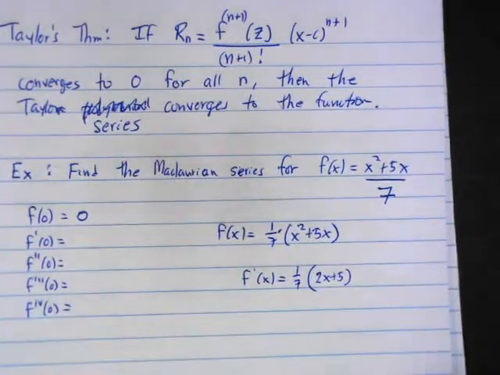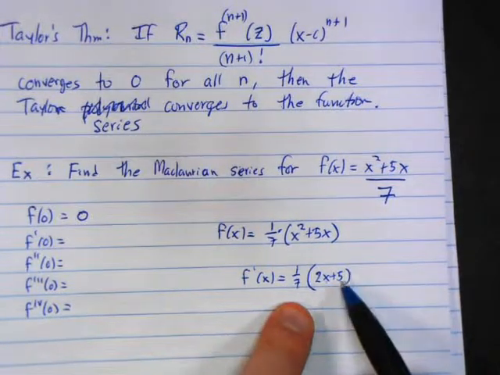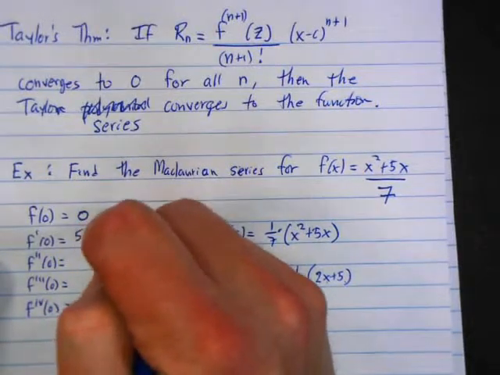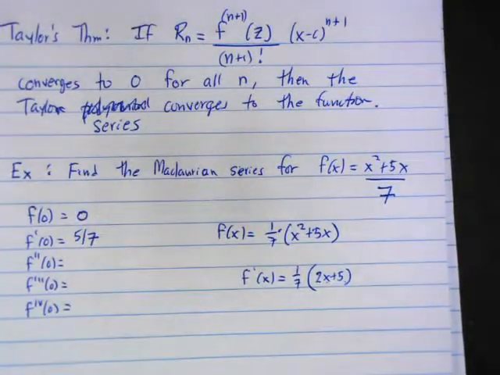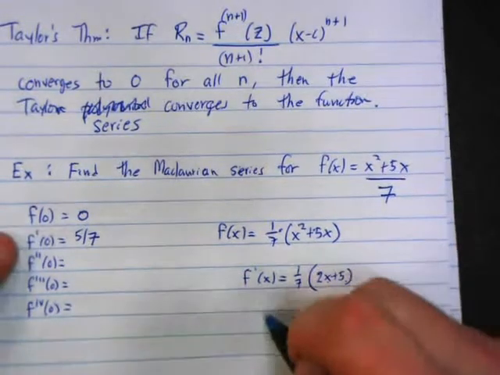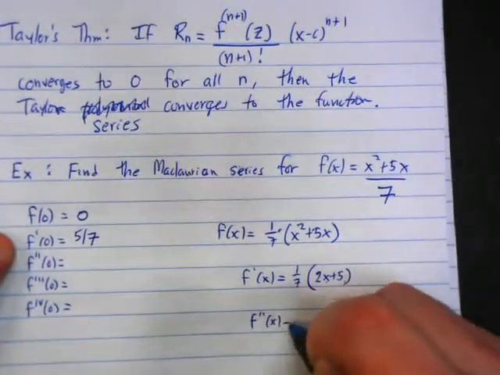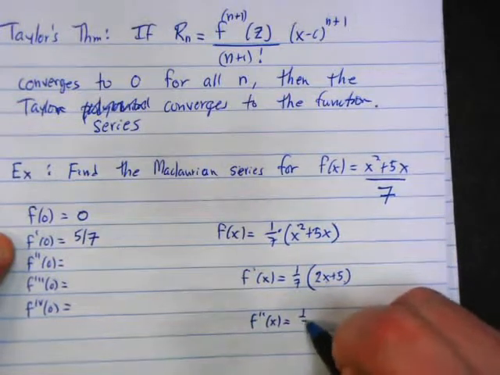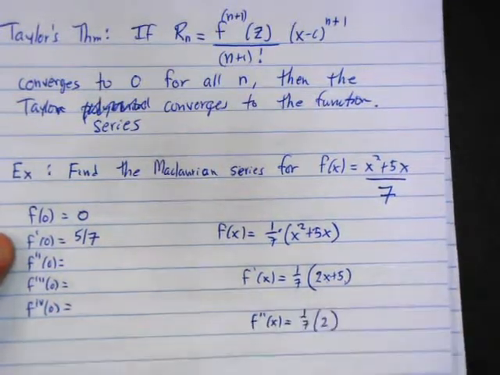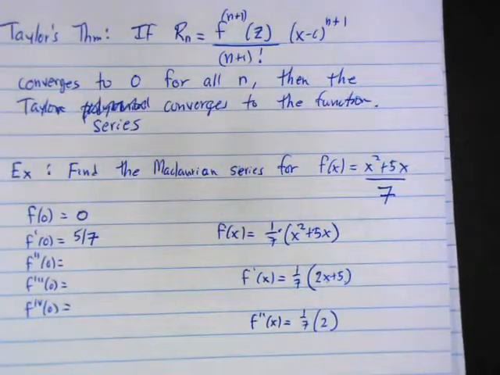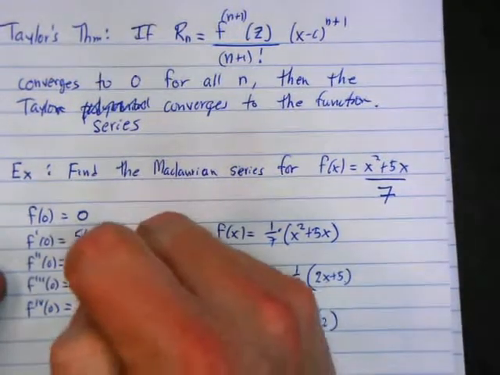So I plug 0 into that. What do I get when I plug 0 into that? I don't get 0. I get 5 over 7, right? Because I plug 0 in, I get 0 plus 5, that's 5, and 5/7. Okay. How about the second derivative? 2 sevens. 1/7 times 2. I plug 0 into that, I get 2/7.